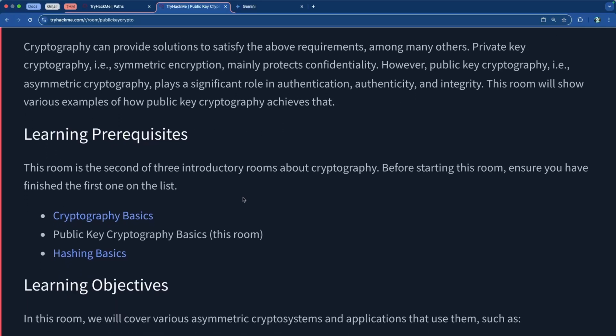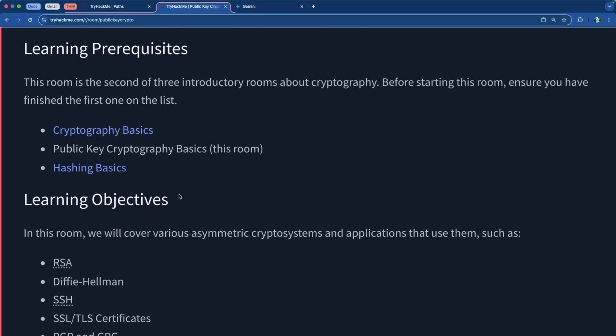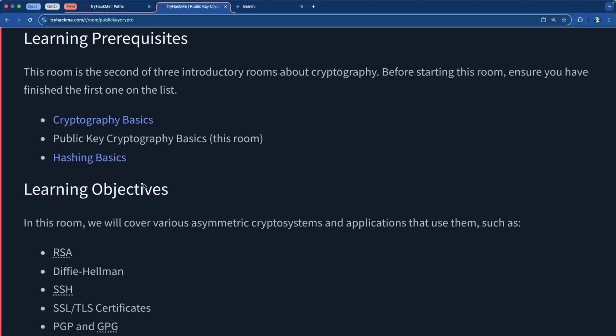So we're going to be talking about various examples of how this actually works. So this would be room 2 in our cryptography series. The last video that I did, the last episode, was on the basics of cryptography, and the next one is going to be on the basics of hashing.